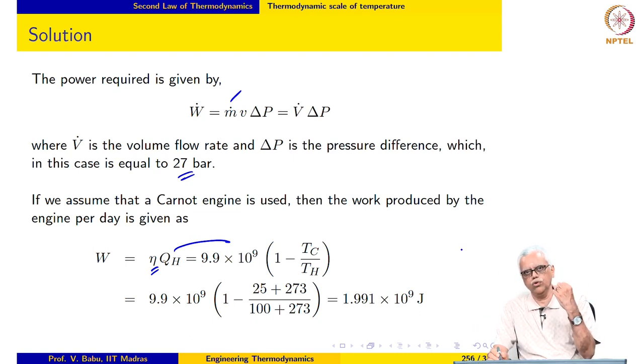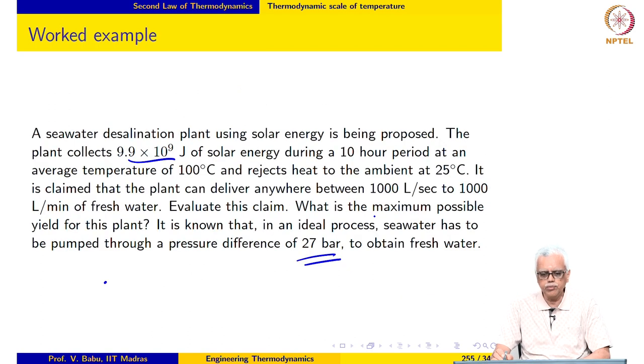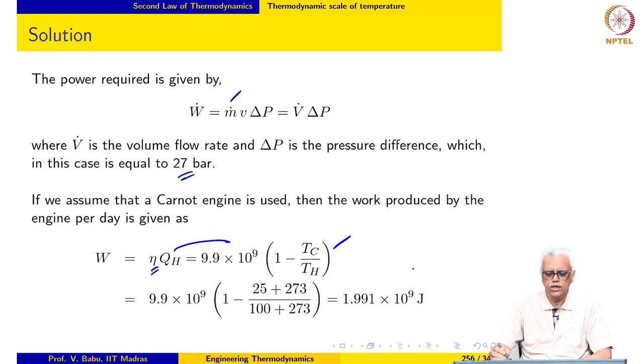So, we are collecting so much solar energy and we are going to use the best circumstances. We are going to use a Carnot engine to convert this heat into work, which will then be used to run the desalination plant. So, the efficiency of the Carnot engine is of course 1 minus TC over TH. And the temperatures are given. The average value of TH is 100 degrees Celsius and the ambient is at 25 degrees Celsius. Which means that the work that the Carnot engine can produce per day is 1.991 times 10 raised to 9 joules.